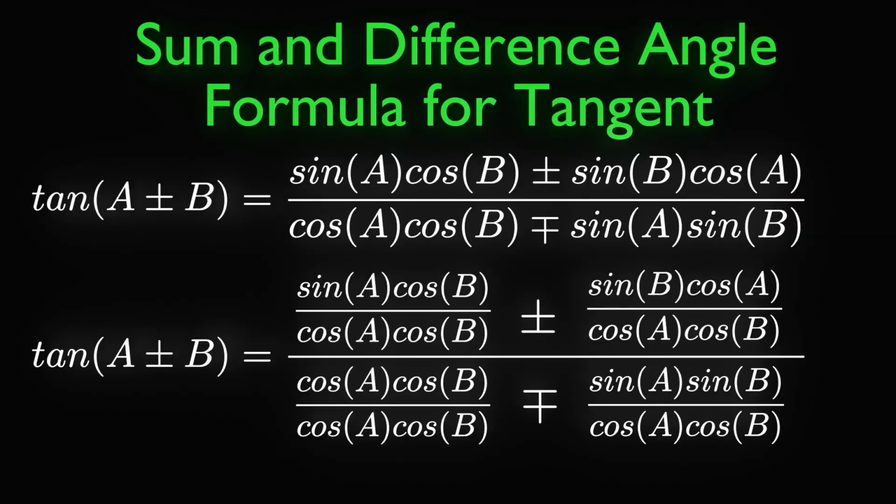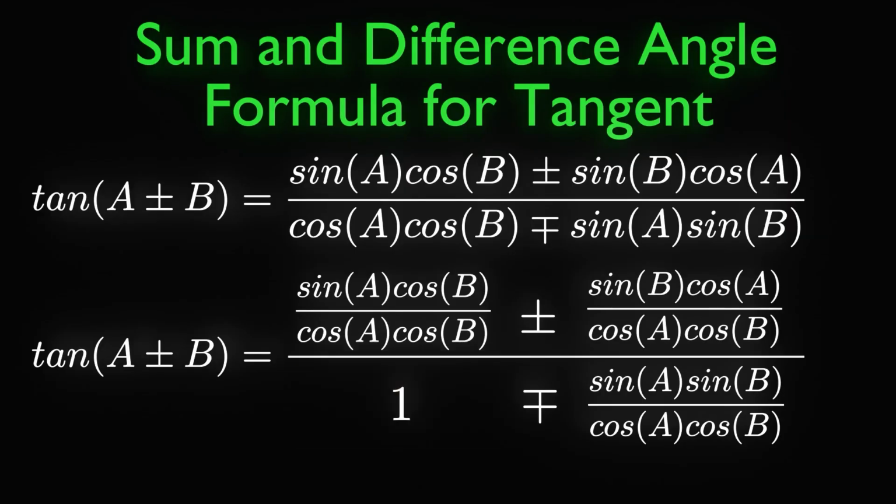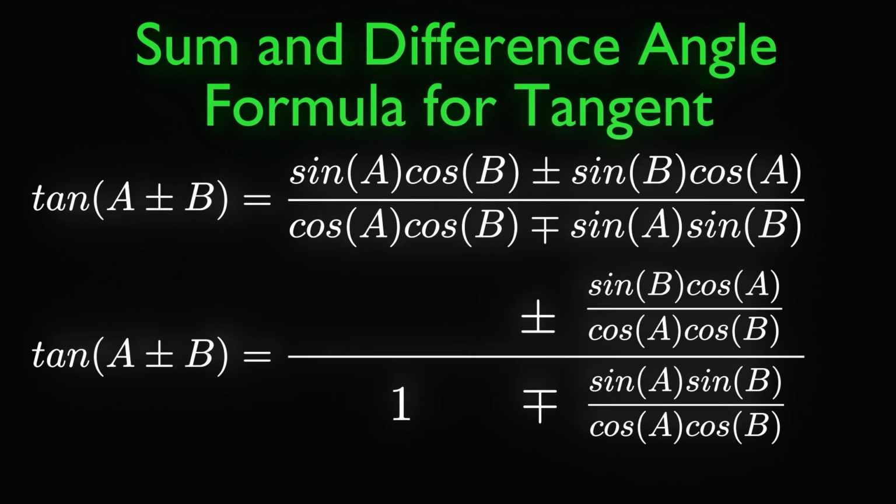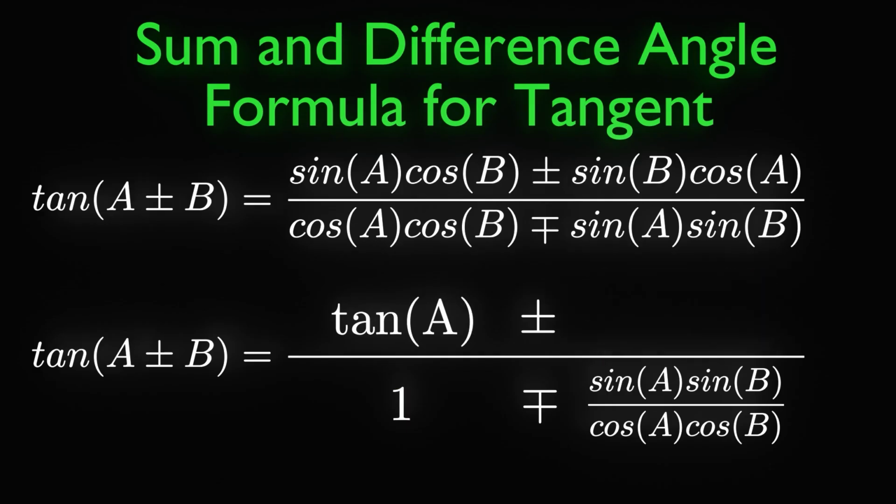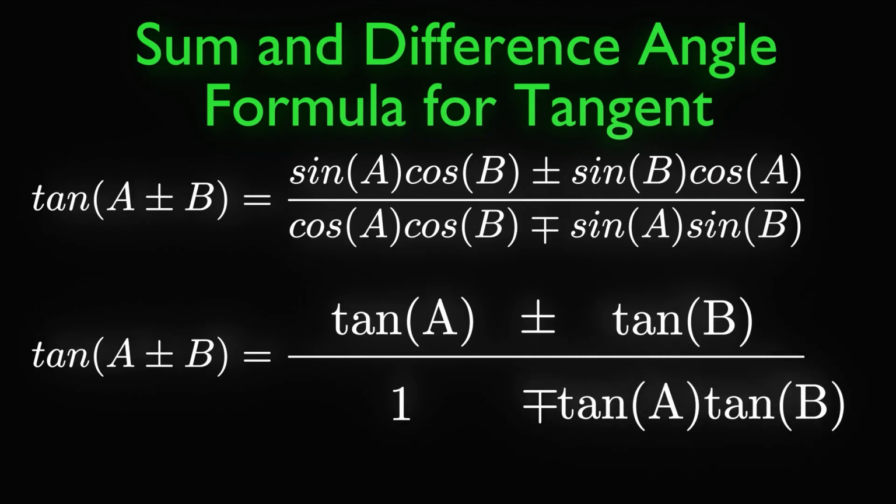I'll leave it as an exercise for the viewer. First and easiest of all, this just turns into 1. Then in this upper left term, these cosine b's cancel out, giving us tangent a plus minus this second term where the cosine a's cancel out, giving us tangent b. All of which is divided by 1 minus plus this, which we can rewrite as tangent a times tangent b. And there we have our final formula.